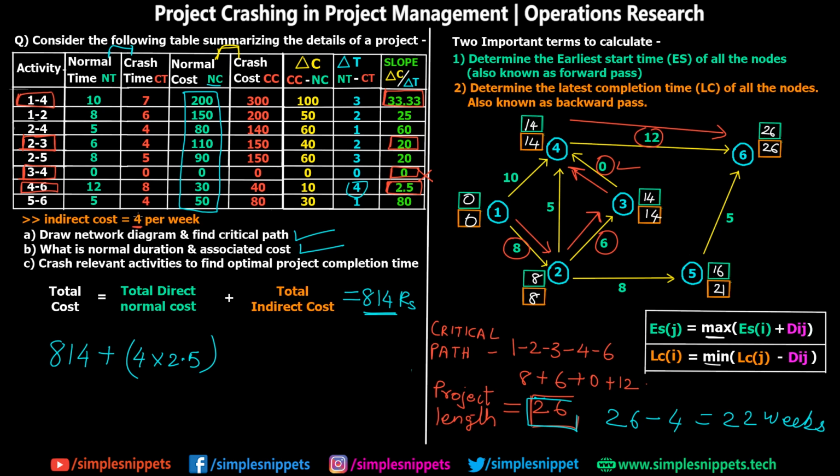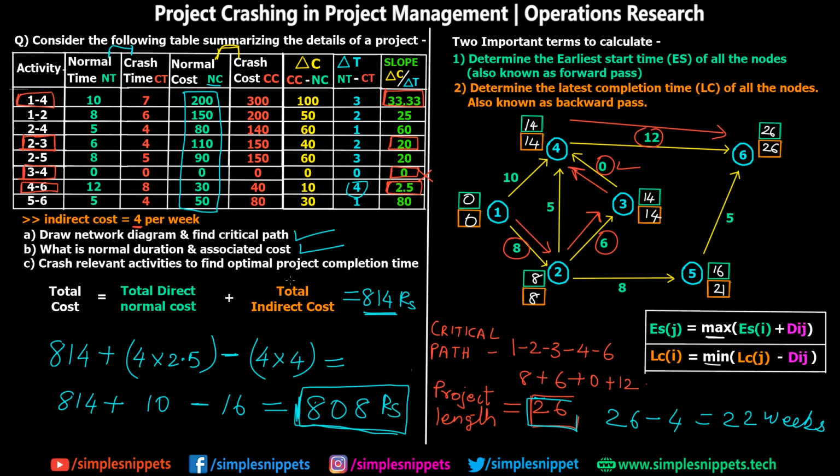So for 1 week we are saving 4 rupees. For 4 weeks we will save 4 into 4 rupees. So ultimately what we are going to be getting is 814 plus 10 minus 16. So this is going to give you a total of 808 rupees. So this is basically our final answer.